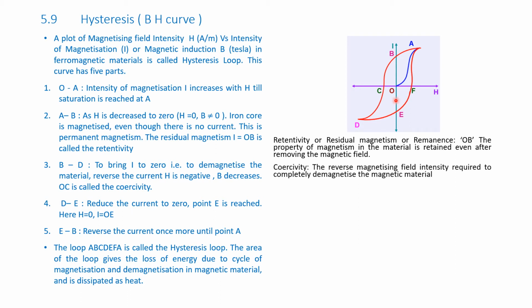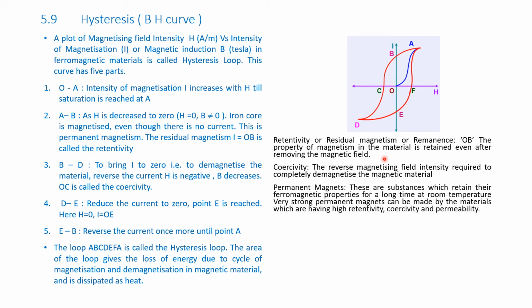Coercivity. Coercivity is the reverse magnetizing intensity required to completely demagnetize the material. Here residual magnetism was there and we had to remove it. We remove it by reversing the current, the field intensity H, here it is reversed. OC is the coercivity.